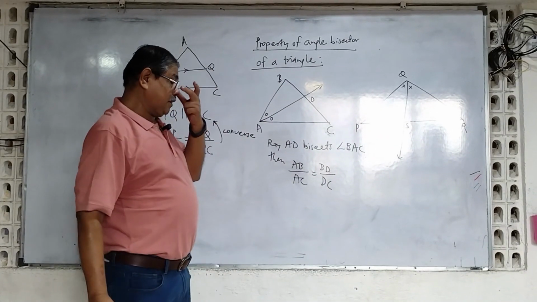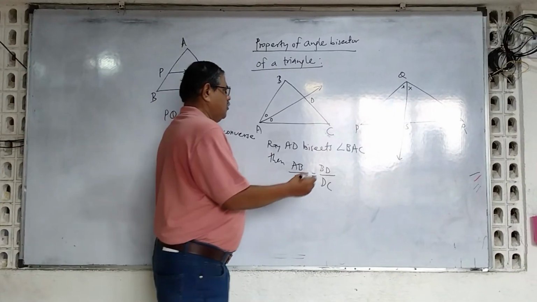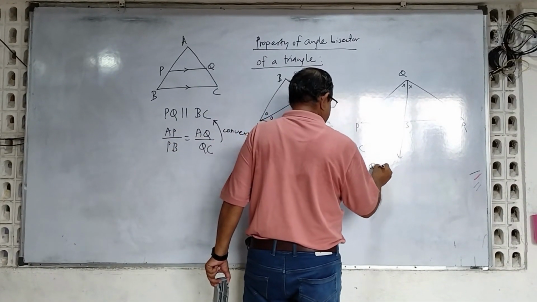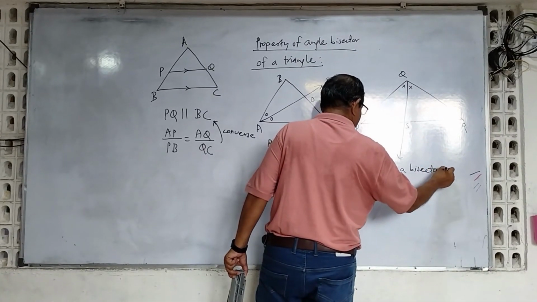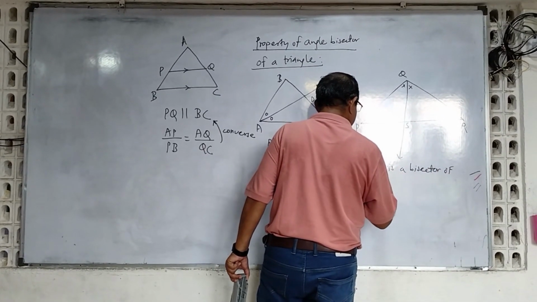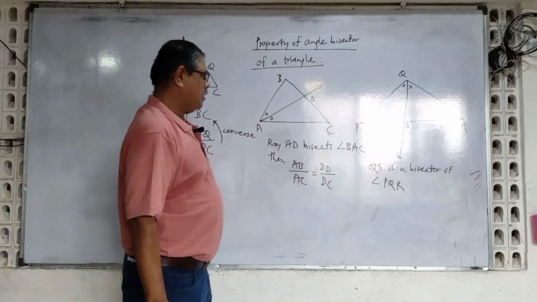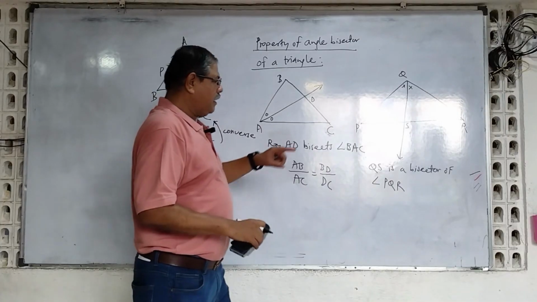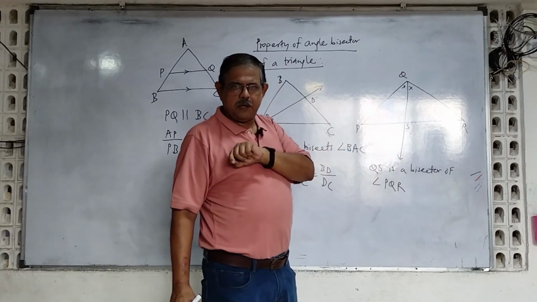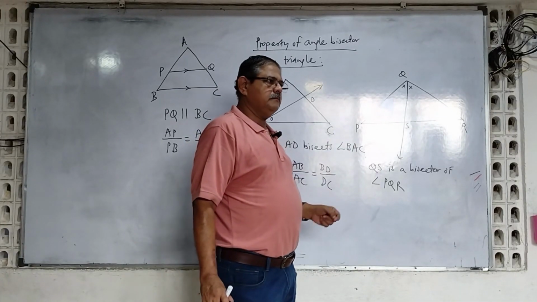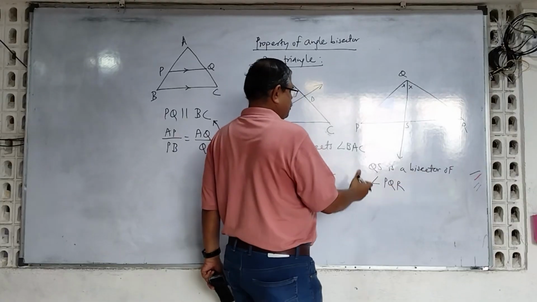Now I draw the diagram like this. From the figure, what do you understand? Yes, correct. QS is a bisector of angle PQR. As a bisector is given, in my mind it must strike that I have to apply the angle bisector property. How will you apply it? Correct. Yes, no problem. You can write that way also.